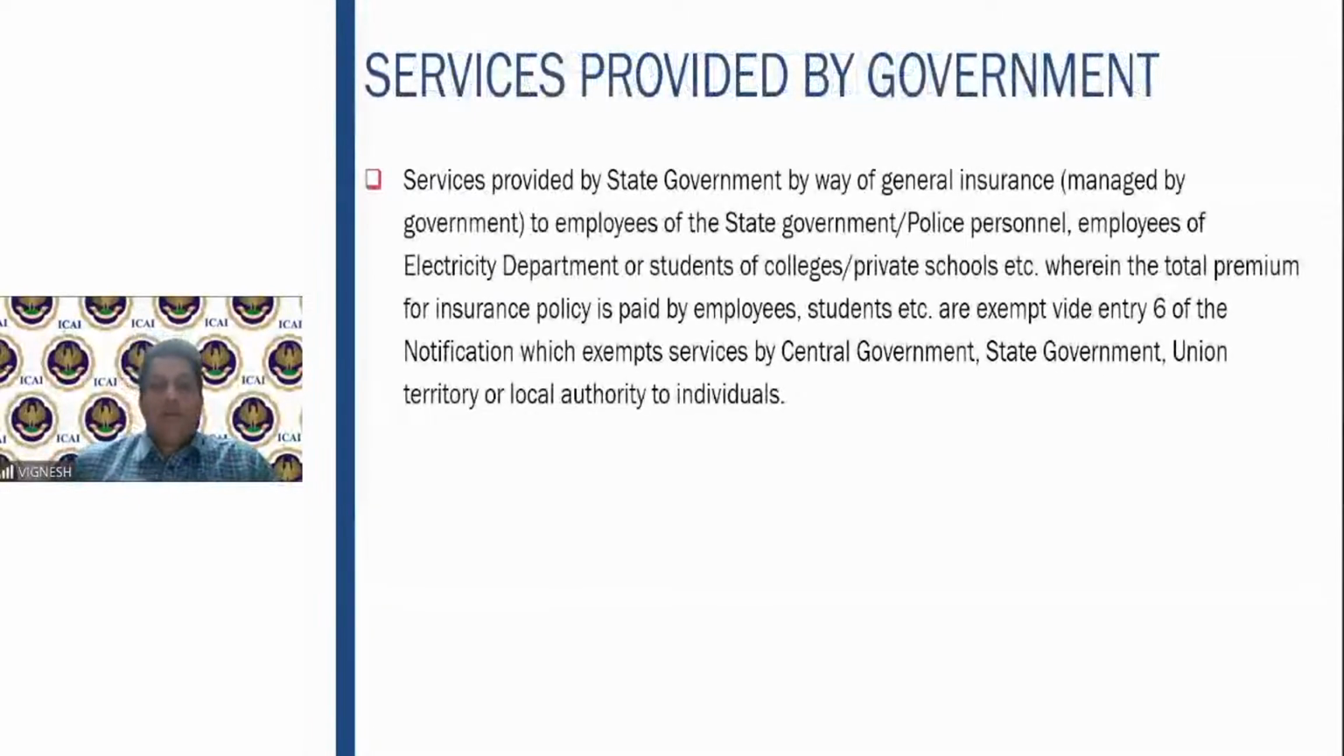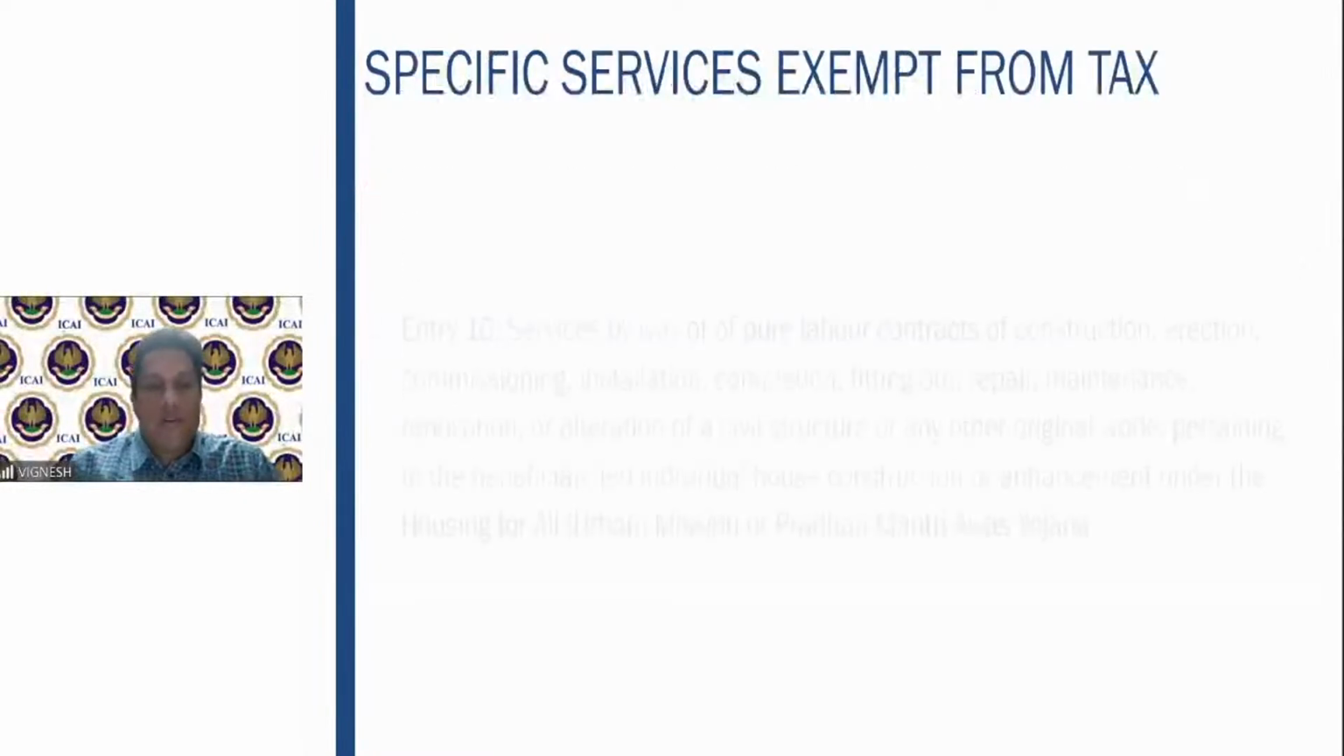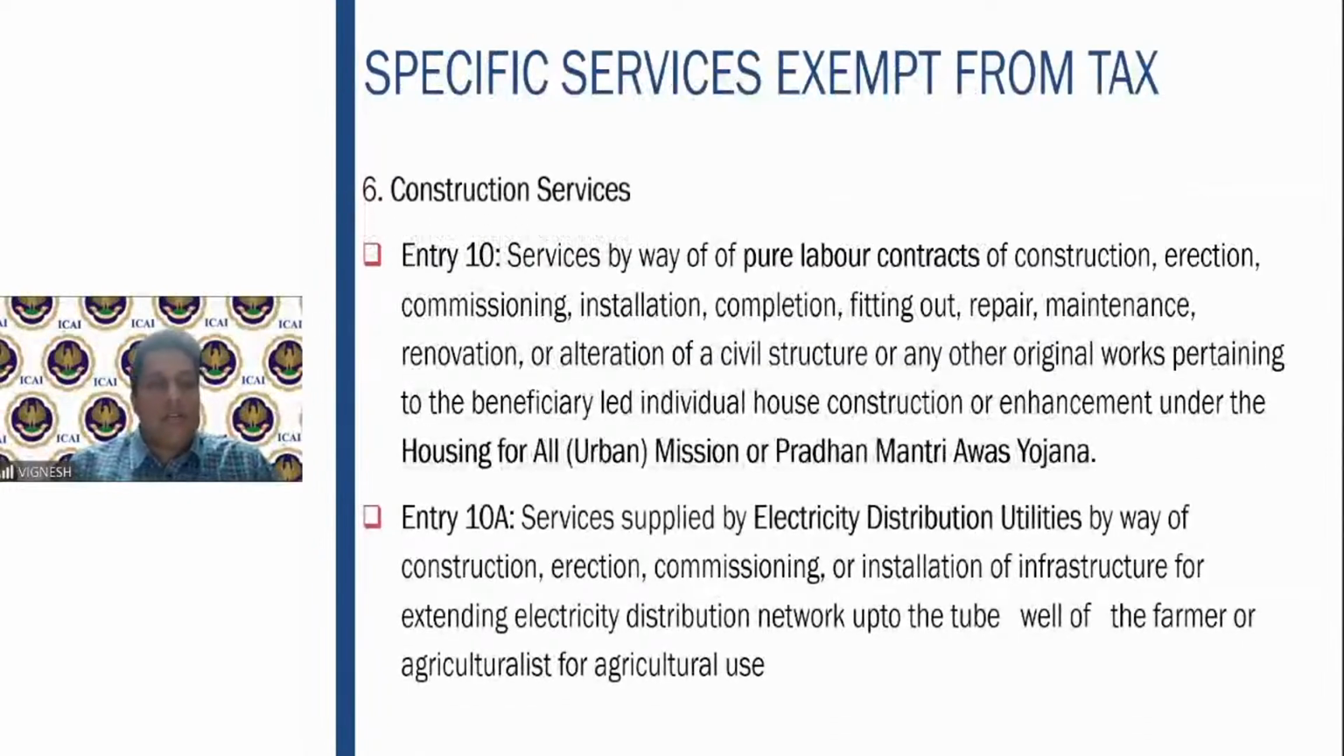Then services provided by state government by way of general insurance to employees of state government, etc. These are also exempt from tax. Fine. So here we come to the end of the government services. Then there is construction services. Again, here also some amendments have taken place.